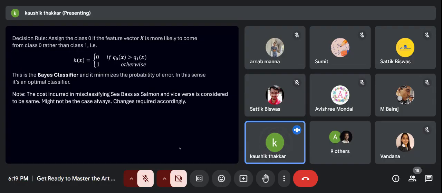Now, in this classifier, we are making an assumption that the cost incurred in misclassifying sea bass as salmon and vice versa is the same, right? Now this might not be the case always, so the algorithm needs to be changed accordingly. Again, for the sake of time, we are not going into details of how to change it. But yes, if the costs are different, then the algorithm will change accordingly.